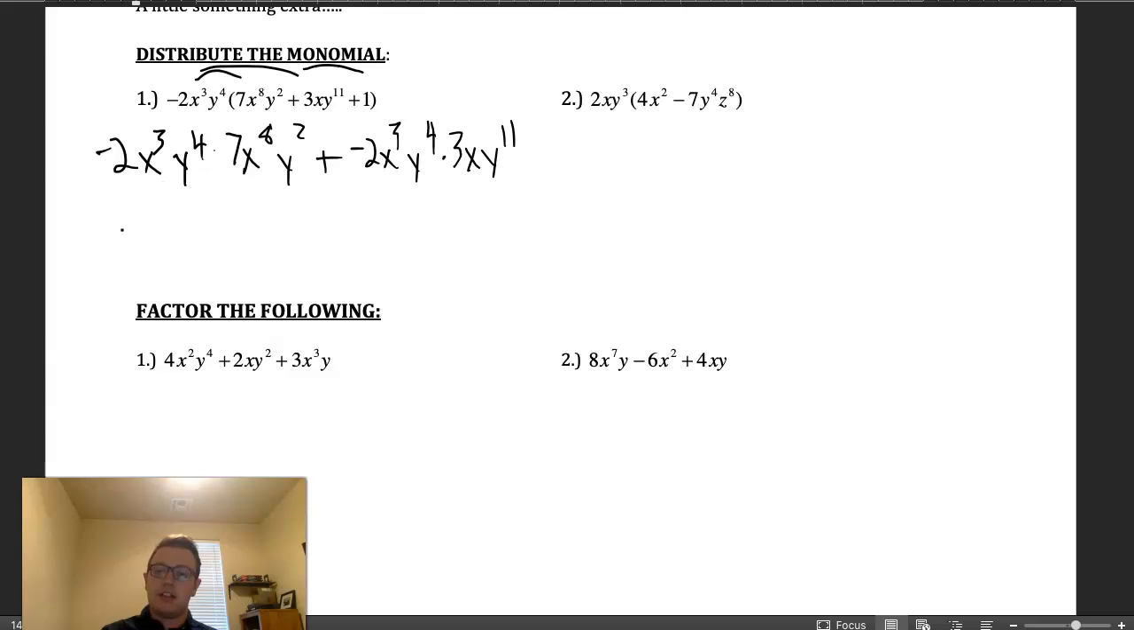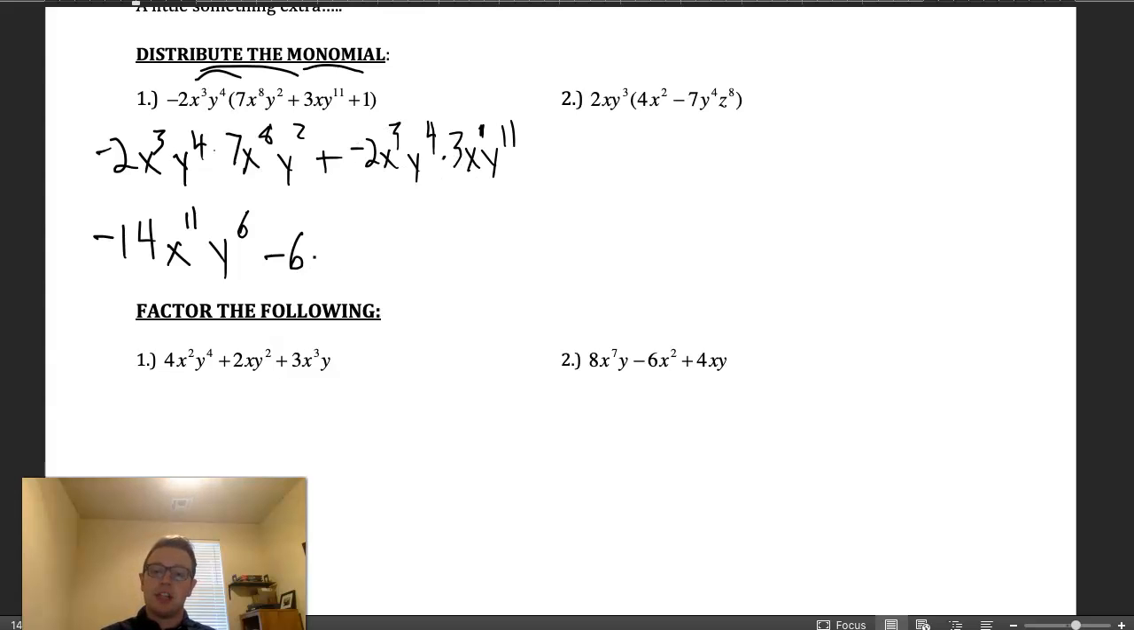Well, minus 2 times 7 gives us minus 14. But remember, when we're multiplying exponents together, x cubed times x to the 8th, those add together. So this becomes x to the 3 plus 8, or x to the 11. So this is x to the 11 and y to the 4 plus 2, or 6. Our second term will be minus 2 times 3, so minus 6. We have 3 up here. We have an implied 1, right? Anytime we just have x, that's x to the power of 1.